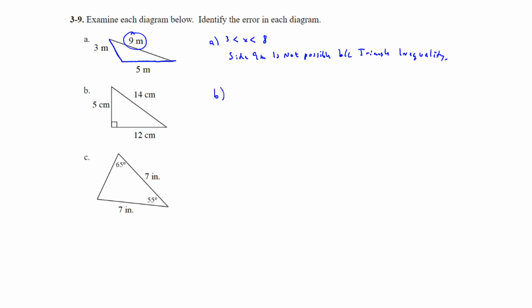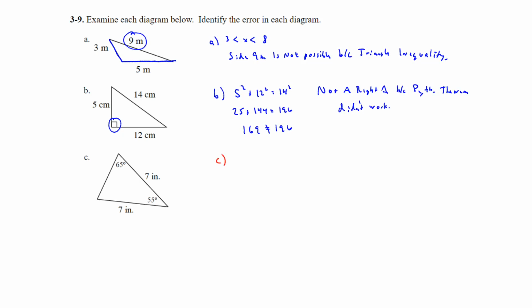Alright, part B. We have 5, 12, and 14. If this is truly a right triangle, then let's check to see that 5 squared plus 12 squared is equal to 14 squared. So this is 25 plus 144 is equal to 14 squared, which is 196. So 25 plus 144 would be 169, and 169 is not equal to 196, so therefore this cannot be a right triangle.